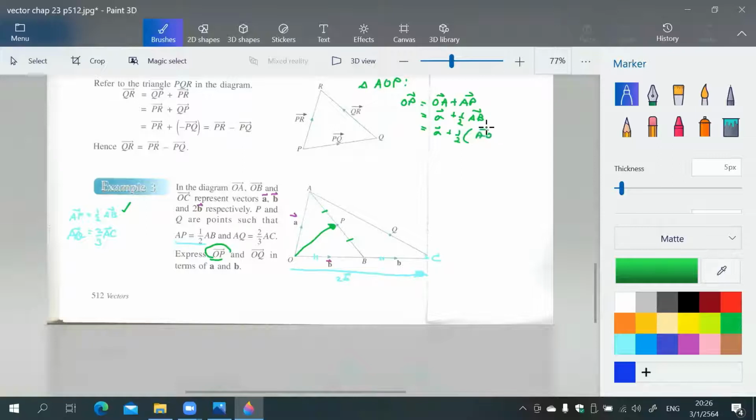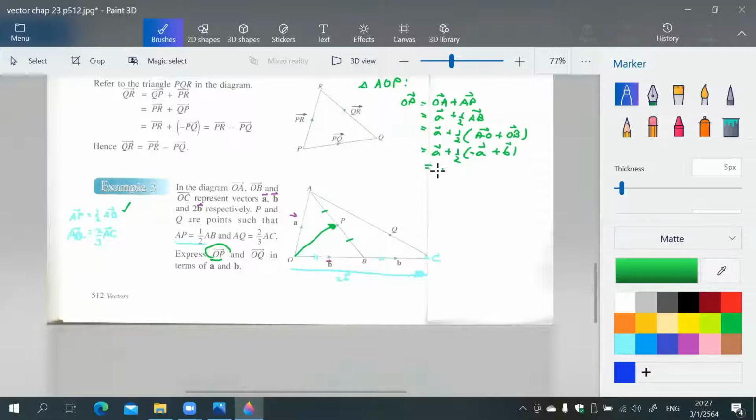Vector AO plus vector OB. See the common point O, we get AB. Now it becomes vector A plus 1/2 AO, but we have OA. We have vector OA, right? So OA equals vector A. So we write down vector A, but this is the opposite direction, so you have to have a minus here, and then plus OB equals vector B.